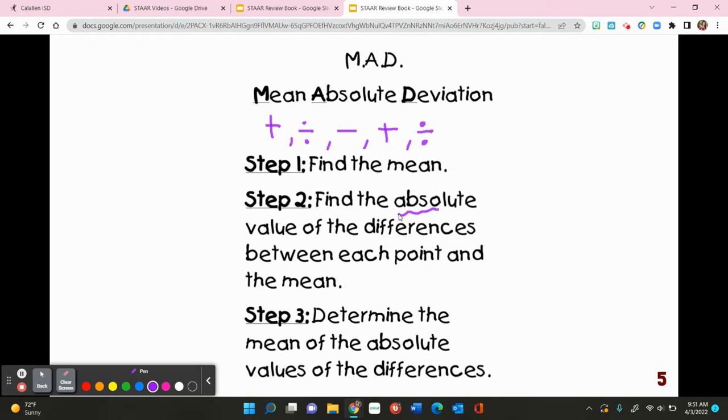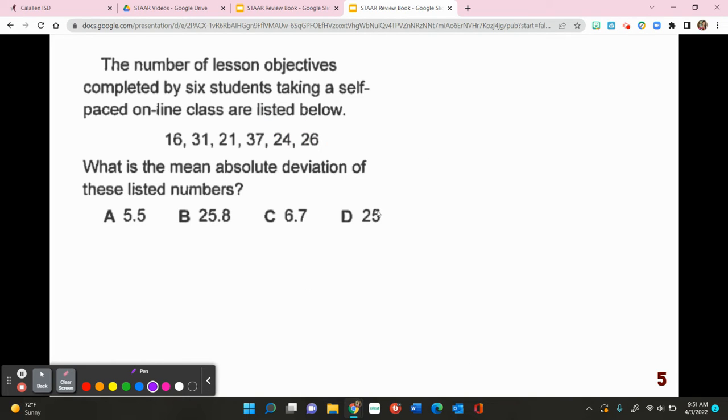Now, a keyword here that we will talk about in a bit is the absolute value of the differences. So we'll talk about that in the next slide whenever we look at our example. It says the number of lesson objectives completed by 6 students taking a self-paced online class are listed below. We have 16, 31, 21, 37, 24, and 26. And we want to know what is the mean absolute deviation of these listed numbers.